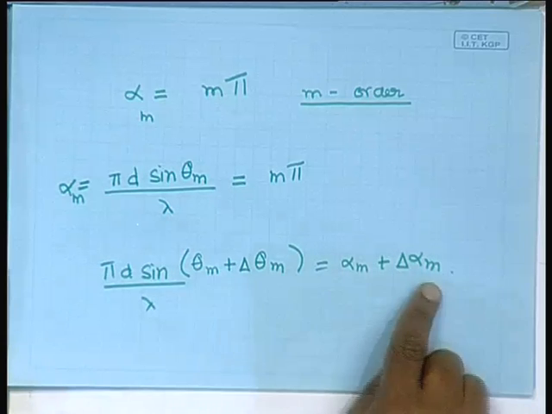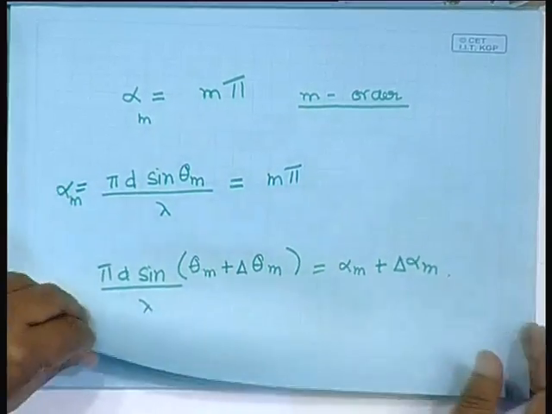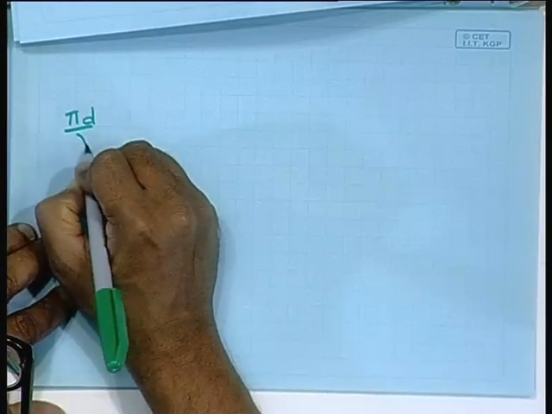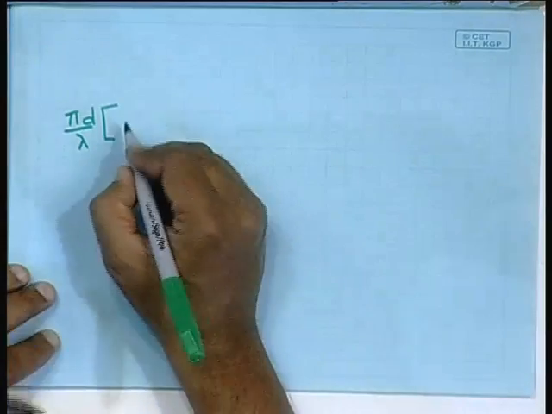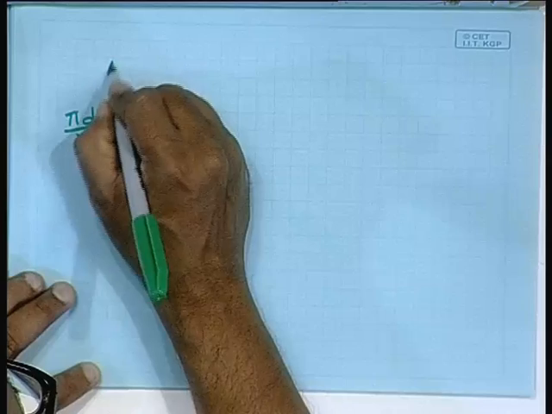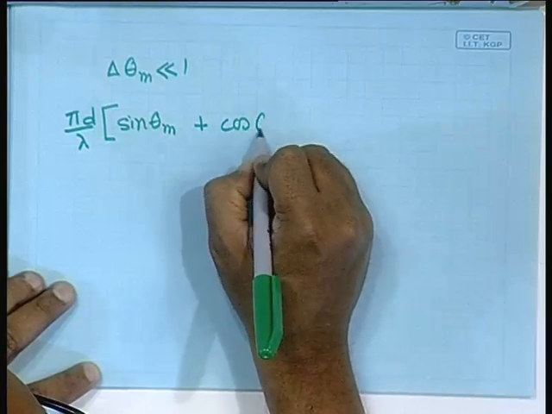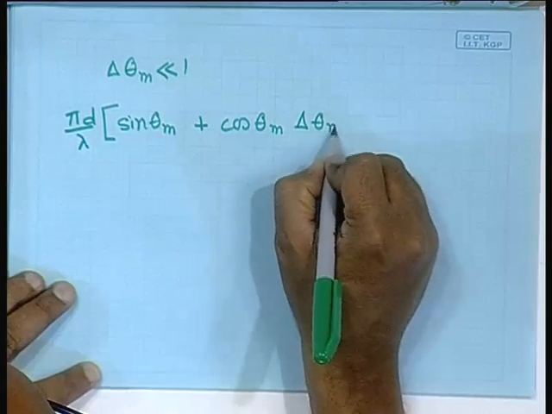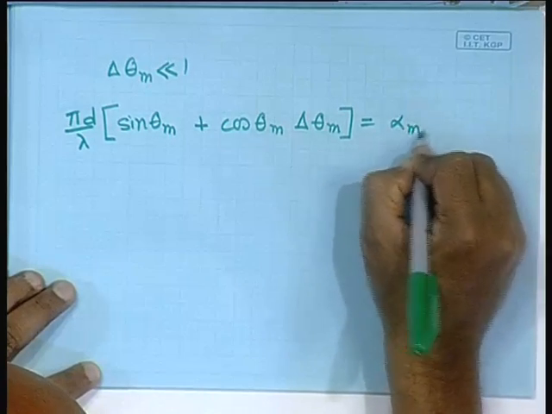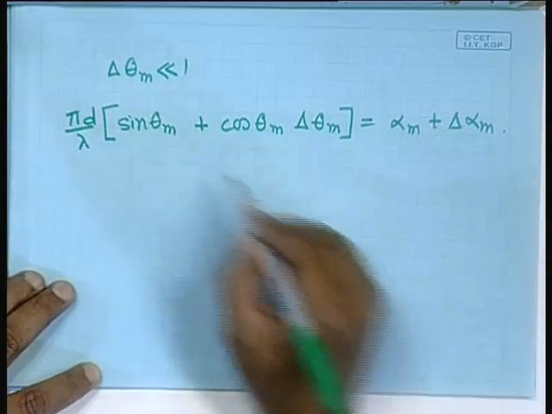And how much is delta alpha m? We can estimate that from here. So, delta alpha m, we can assume that delta theta, the change in theta, is small. So, if the change in theta is small, we can expand this and we can write it as pi d by lambda, sin theta plus delta theta can be written as sin theta m cos delta theta, we can take cos delta theta to be 1, assuming that delta theta m is much less than 1, plus cos theta m into delta theta m. This is equal to alpha m plus delta alpha m, and alpha m is exactly equal to this first term over here. So, this can be dropped.